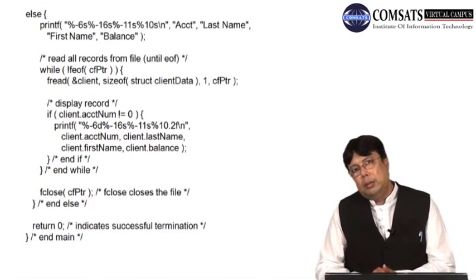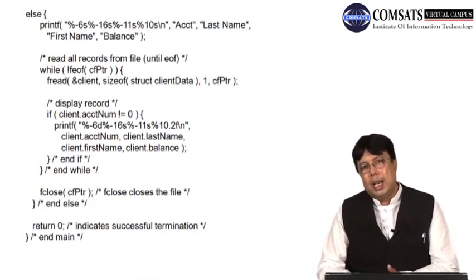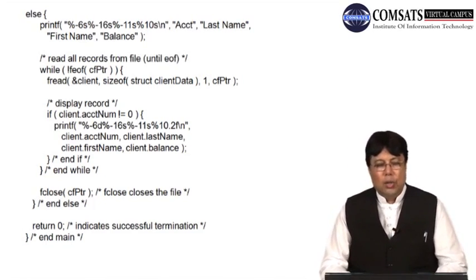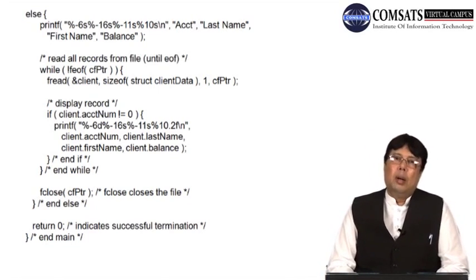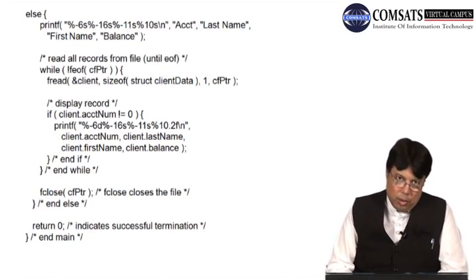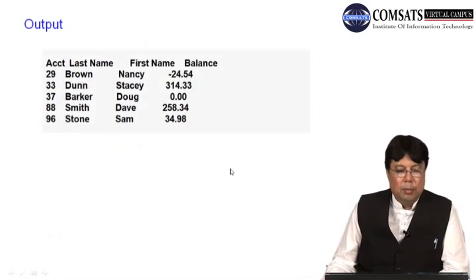In this particular example we are not using seek, but once you read the first record, the pointer will automatically come up to the second record. Then you read the second, then the third, then the fourth, and you keep on reading until you encounter an account number that contains 0. So that's why no seek is present here.